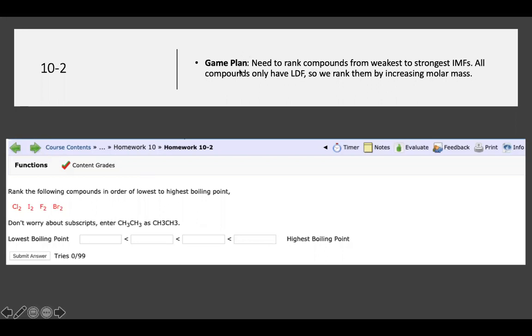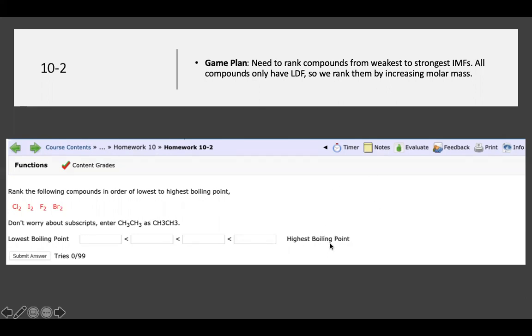And our game plan for this is going to be that we want to rank our compounds from weakest to strongest intermolecular forces. The strongest intermolecular forces mean that those compounds are going to be attracted to each other the most, or they're going to have the strongest attractions between particles.